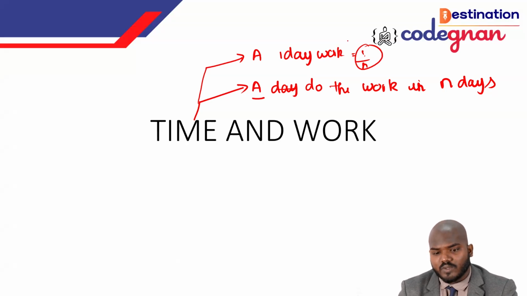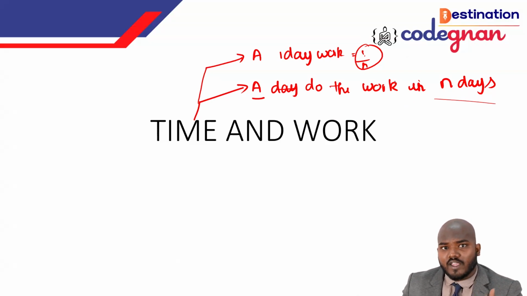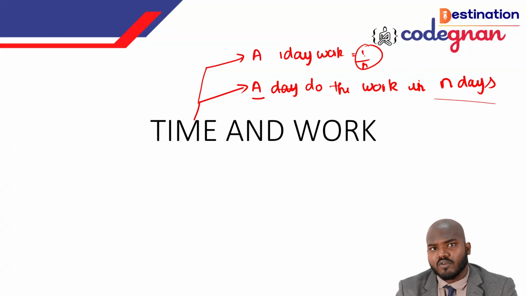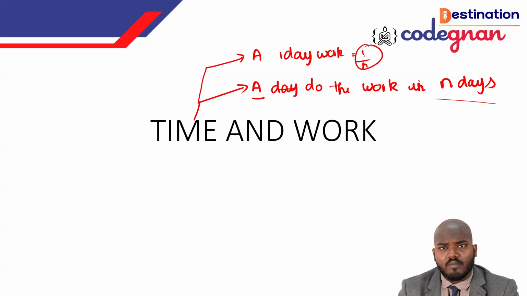So please understand: A does the work in n days is just a direct statement. If you want to specifically mention A's 1 day work, we call it 1 by n. This is how you need to write it in your exam. This is a very confusing term in the answer you pick, because many people will directly find the number of days and put it down. But you need to make the fraction, because it totally changes the value. So don't make this mistake; it is a very major mistake that everyone makes in time and work.